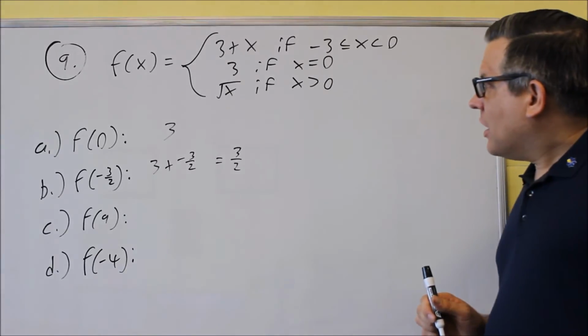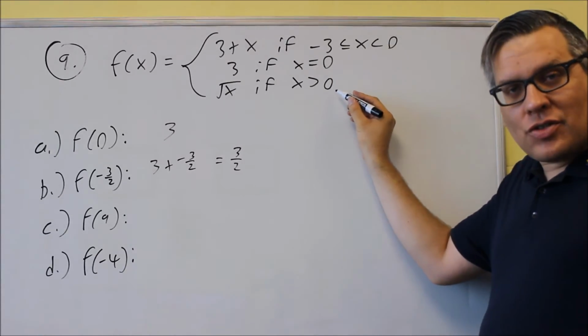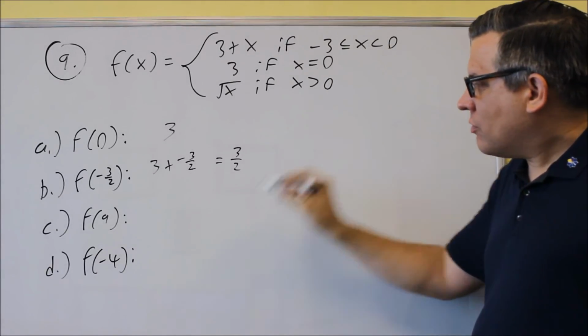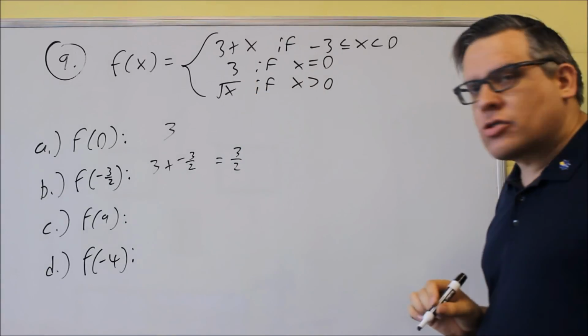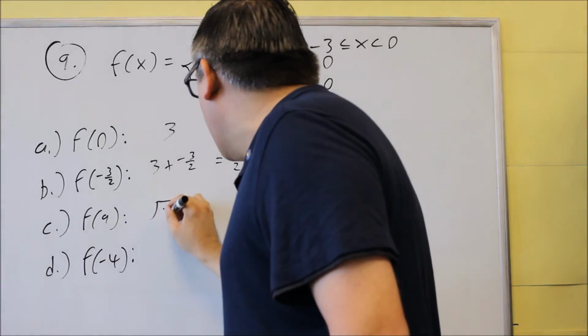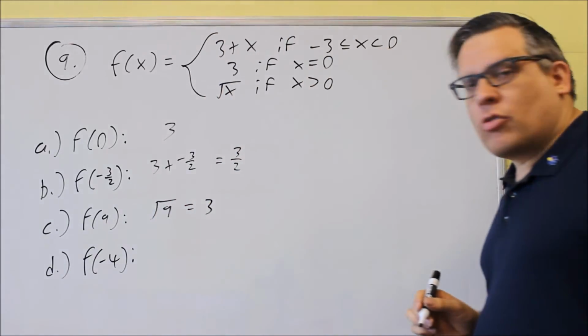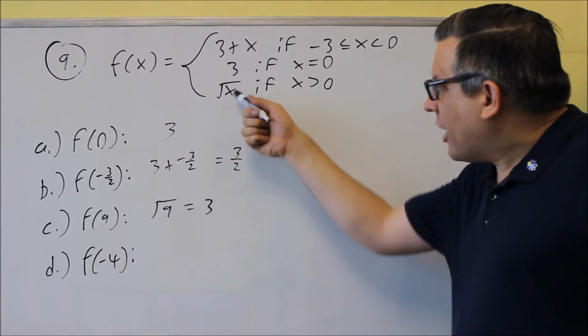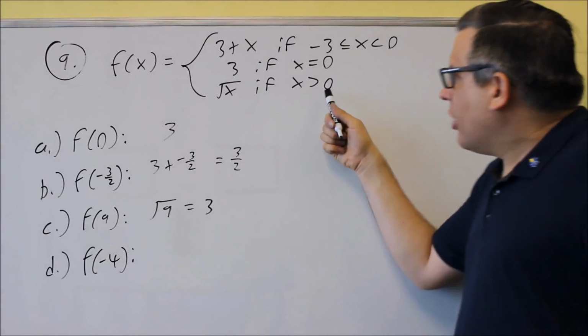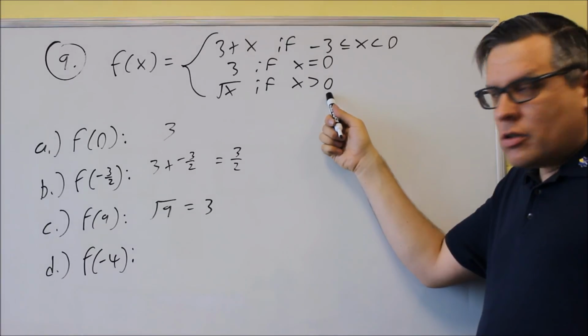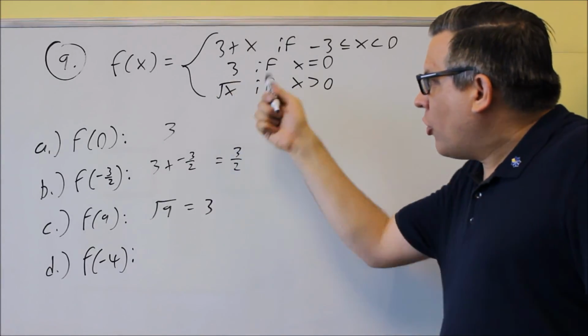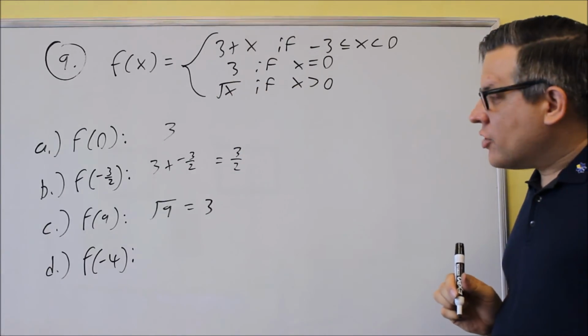For 9, it is greater than 0, which means you're going to use this equation there. So you're going to do the square root of 9, which equals 3. Okay, we just put it into that one. Again, that's the only one that works for numbers that are greater than 0. Any positive number, you're only using the bottom equation there.